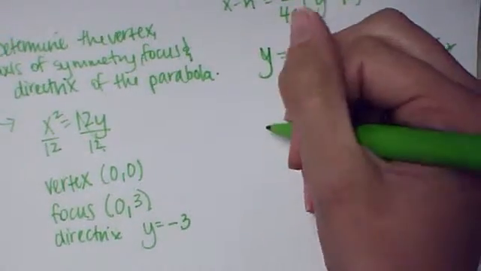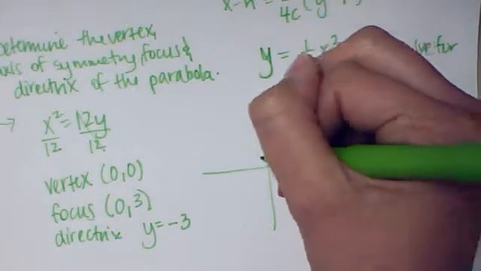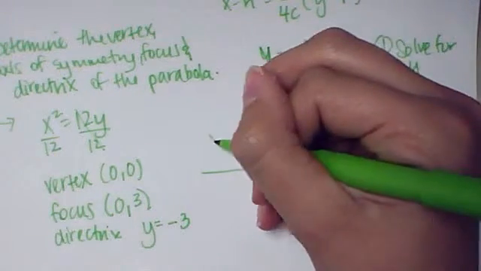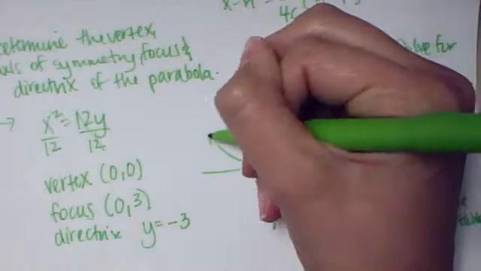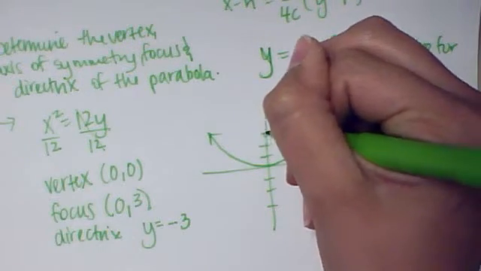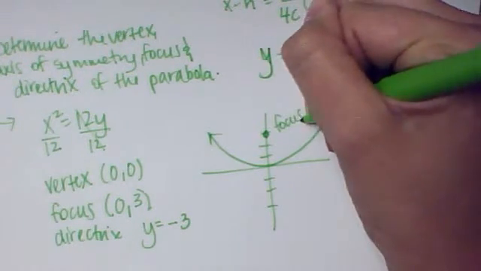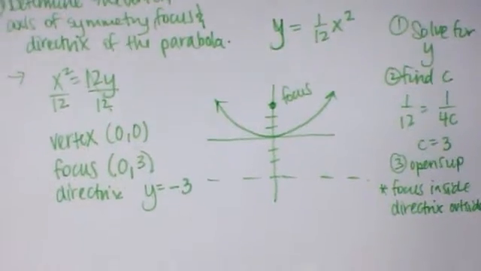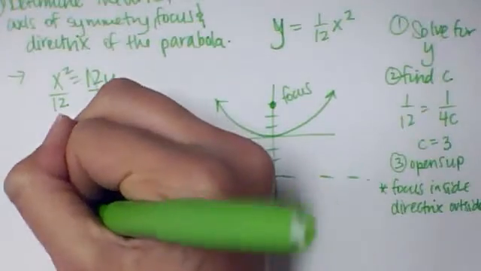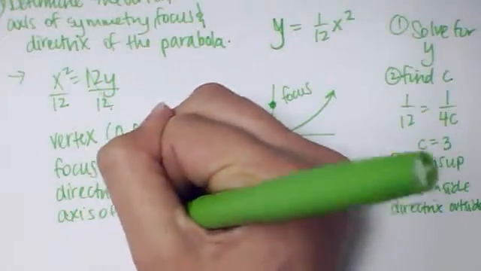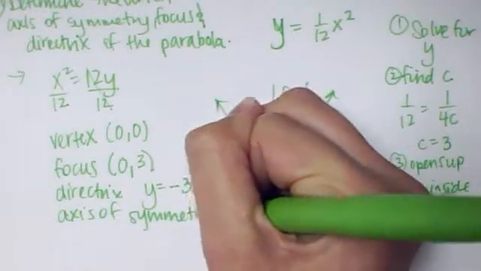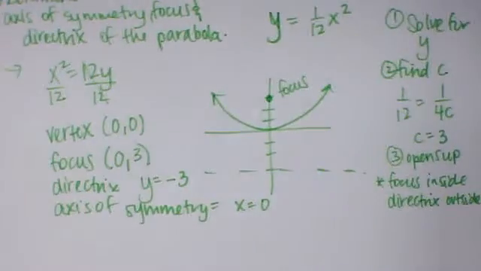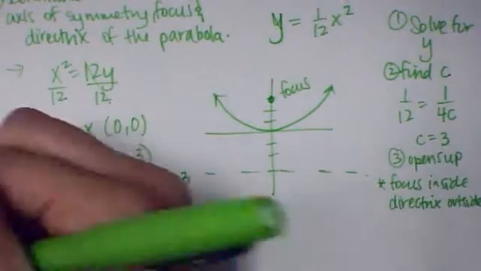So, if we want to draw this, we're going to draw our axes. We're going to draw our parabola pretty flat here. Our focus is 1, 2, 3 up. And our directrix is y equals -3. Our axis of symmetry is x equals 0 because that's where it's symmetrical. And that is it for example 1.